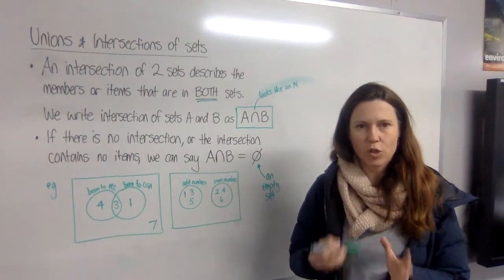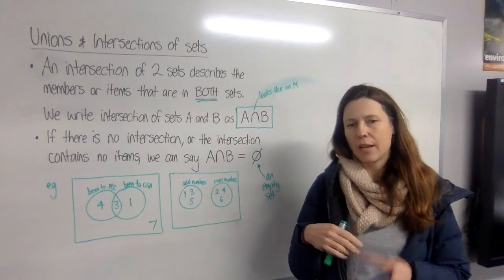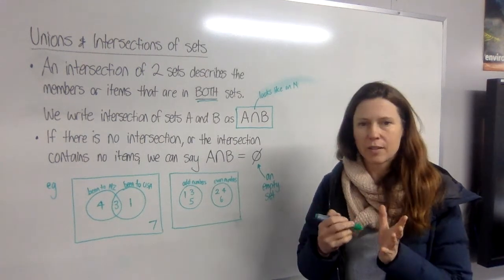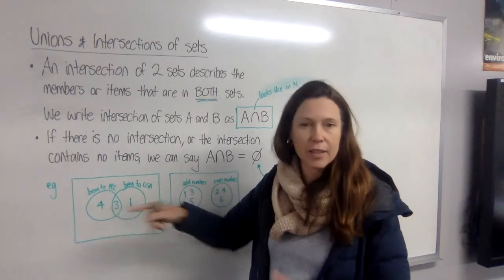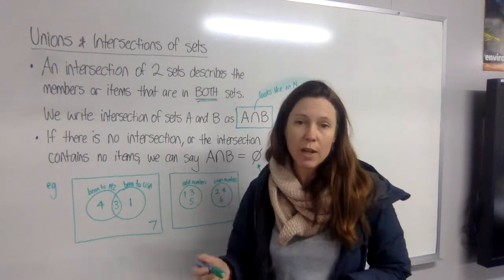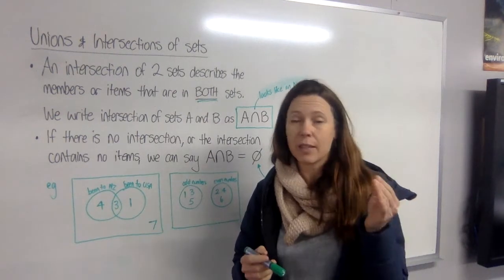Now, the intersection of two sets describes the members or items that are in both sets. You might notice that there's an intersection because you've put your data into a Venn diagram and you can clearly see that there's a crossover or an overlap. Or it might be that you're looking at two lists of sets and you can see that there are some items that are in both lists.